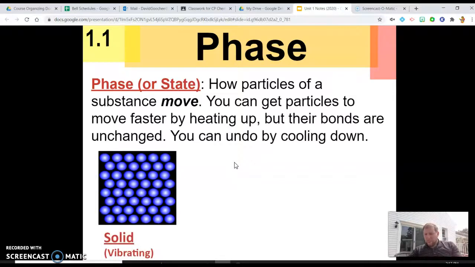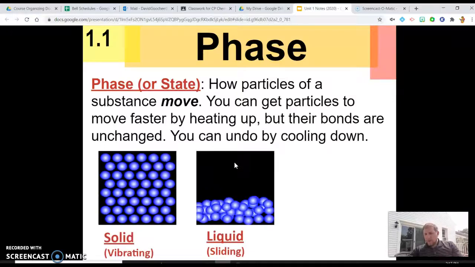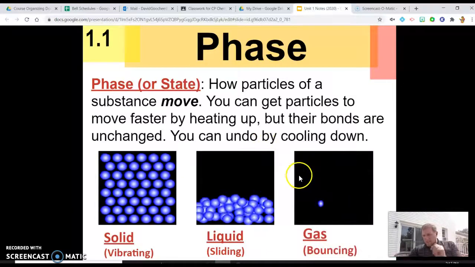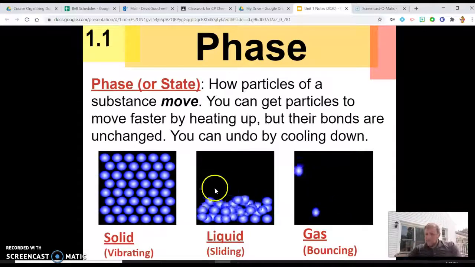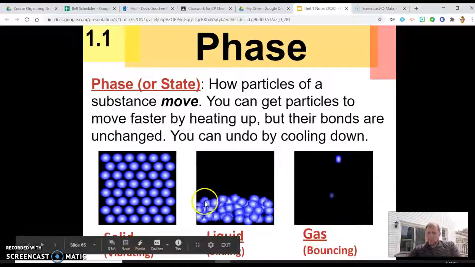All right? Solid particles, anything that's a solid, the particles are vibrating. Anything that's a liquid, the particles are sliding. Anything that's a gas, the particles are bouncing around. Okay? You haven't changed what it is. Ice is just H2O molecules vibrating. Water is H2O molecules sliding. All right? Gas is H2O molecules bouncing around. It's still H2O. So just changing something's state of matter by itself is not a chemical reaction.